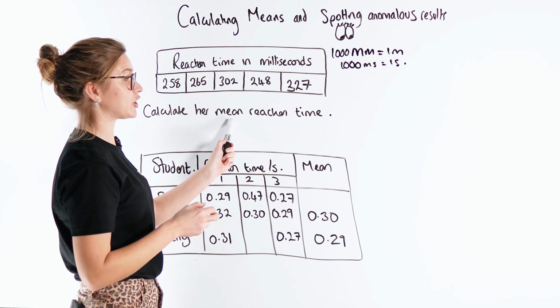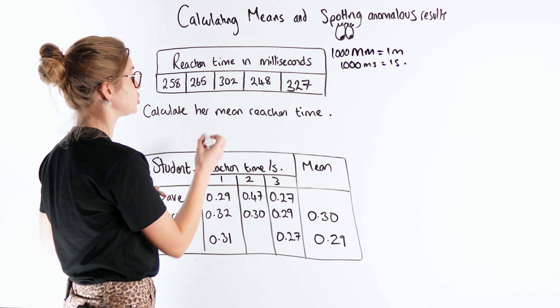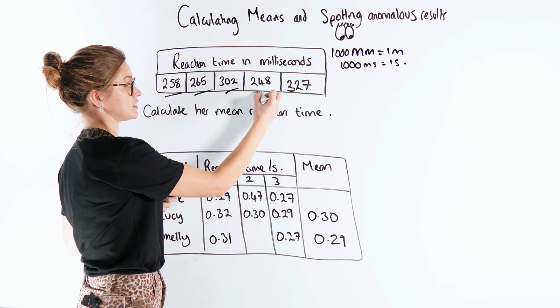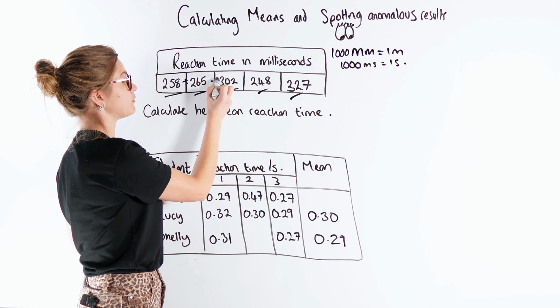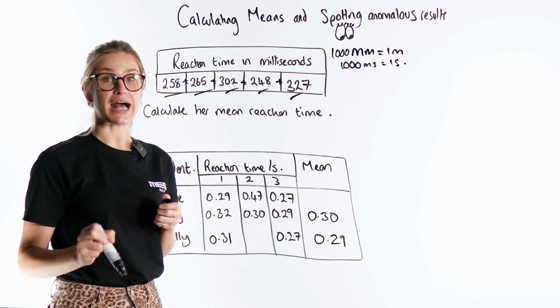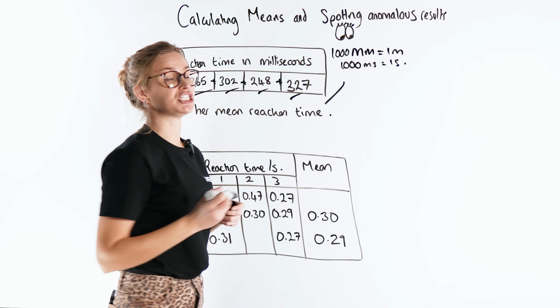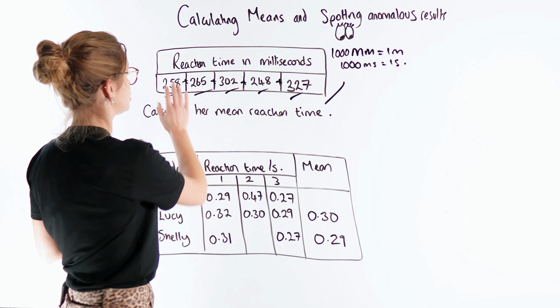But what we want to do is calculate her mean. So remember, to calculate a mean, all you do is add up all of the results. That's the first step. Then you divide by the number of times that she repeated it. So she did it 1, 2, 3, 4, 5 times. So we're going to add them up and divide by 5.